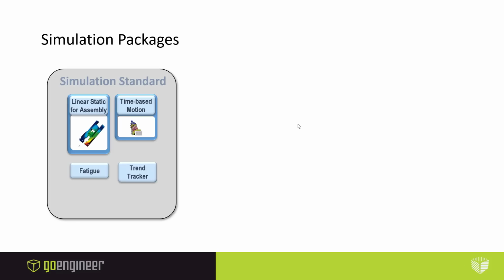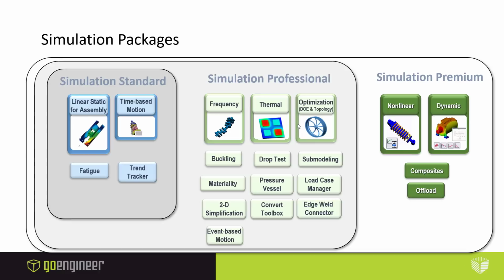What is simulation standard? Now, simulation standard falls into a group of different simulation packages. Simulation standard includes linear static analysis for assemblies, time-based motion, a fatigue calculator, and a trend tracker. And if you compare this simulation standard tool to simulation professional, simulation premium, you can kind of see where it fits in. Sort of our base level, probably the most popular tool to get started with FEA.